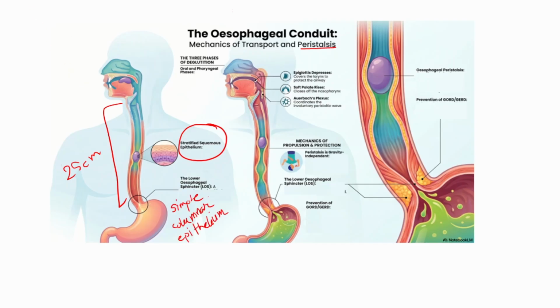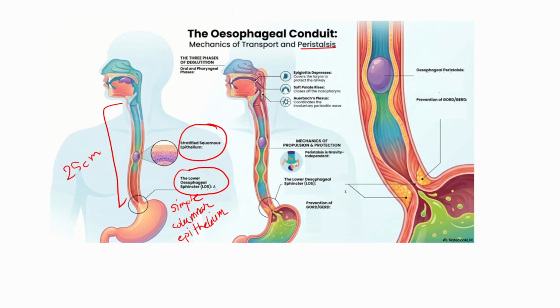At the most distal end of this conduit, we position the lower esophageal sphincter. This is the LOS, or lower esophageal sphincter, which is also clinically referred to as the cardiac sphincter. Under resting conditions, we map this muscular zone as totally contracted, creating a tight physical barrier that prevents the reflux of highly corrosive gastric acid into the upper tract. In this image, you see this is the stomach acid here, and it's getting prevented by the lower esophageal sphincter due to its contraction.